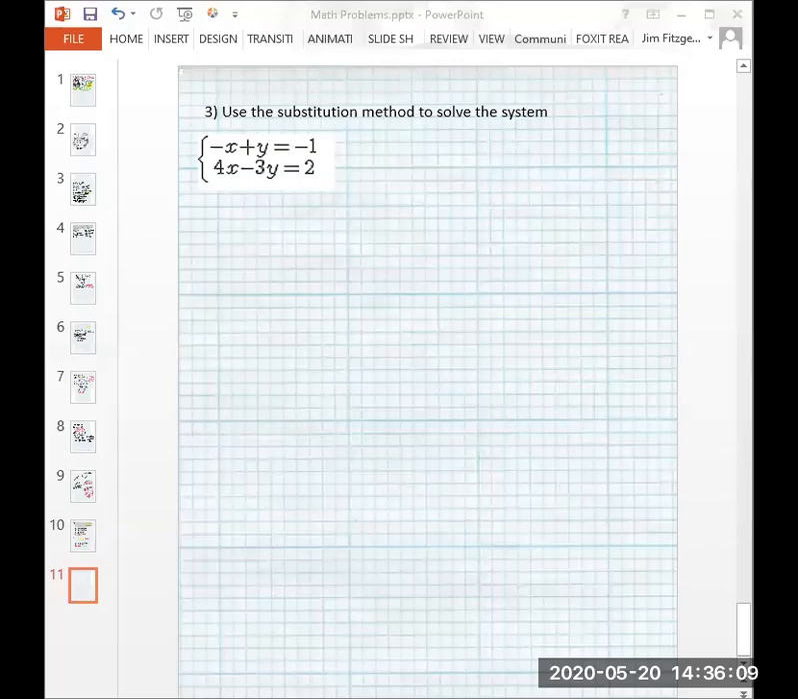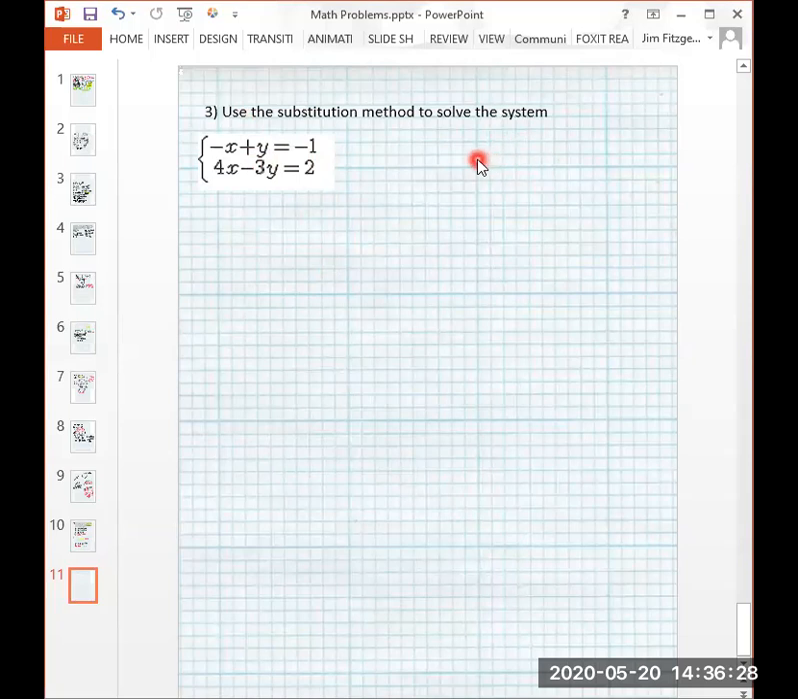Okay, Sean. So this is question number 3 for the homework on 7-5. They give you a system of equations and they're asking you to use the substitution method to solve that system.